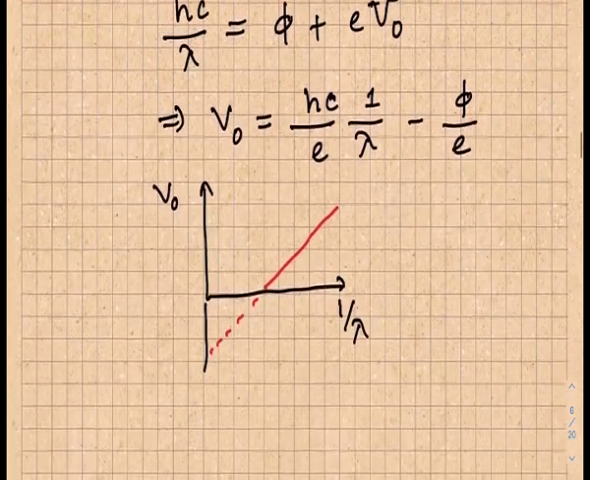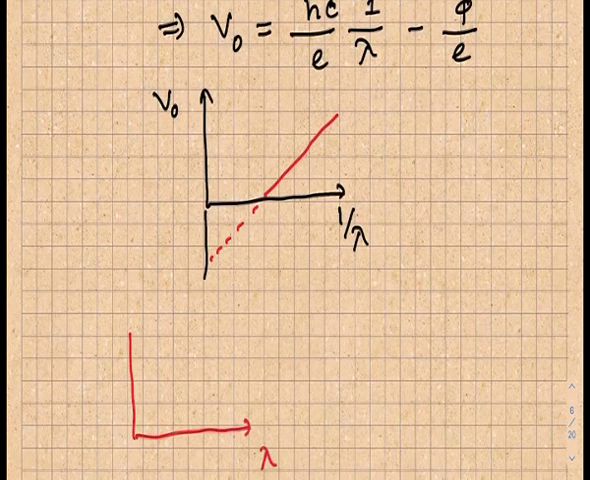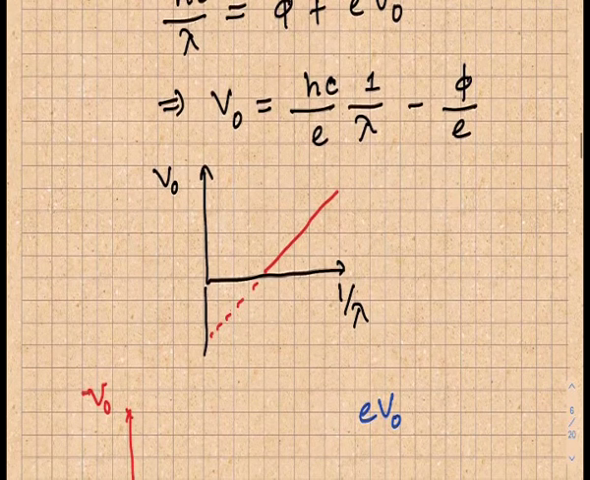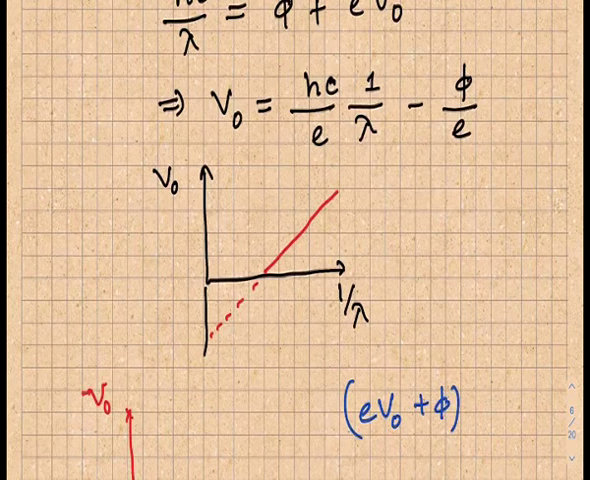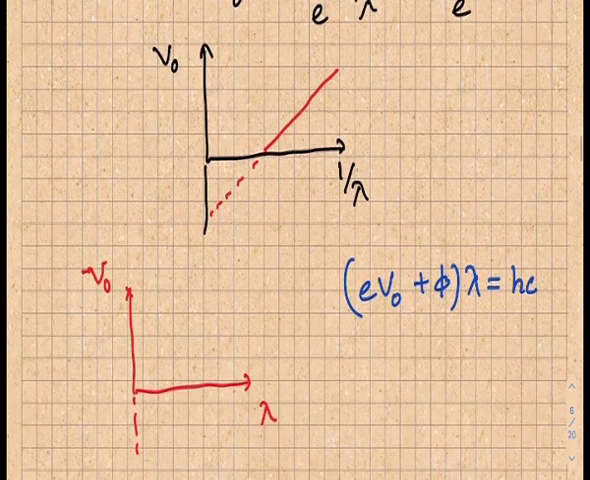But what about the other one? What about when you have lambda as your x-axis and V0 as your y-axis? Then it is better to write this expression in this form. So let me write it like this. You have eV0. From this relation, I can have eV0 plus phi, times lambda, is equal to hc.